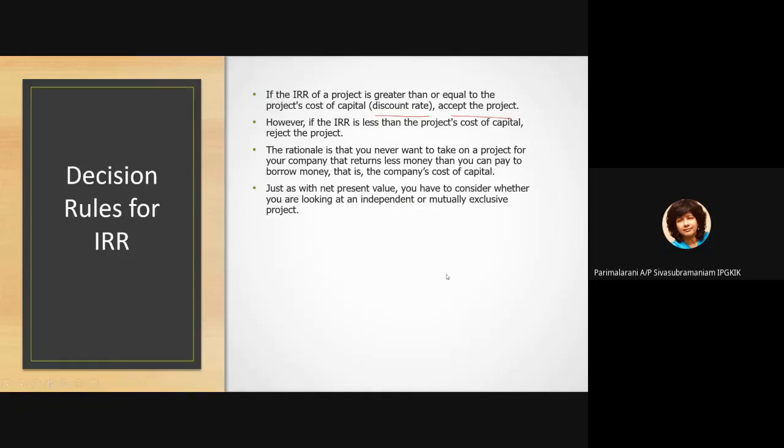Okay, just as with net present value, you have to consider whether you're looking at an independent or mutually exclusive project. For independent projects, if the IRR is greater than the cost of capital, then you accept. Say you have 3 projects, A, B, and C. If you calculate project A's IRR and it is greater than the discount rate, you can accept project A. Project B, if the IRR is greater than the discount rate, you can accept it. Project C, if it's greater, you accept it. If it's not greater, you don't accept it.